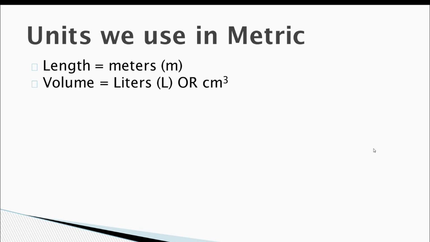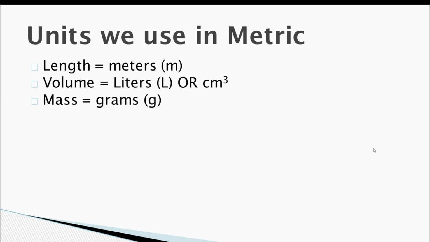When it comes to volume, the amount of space an object occupies, we use liters as the base unit, L, or a lot of times you might see it in centimeters cubed. We'll talk about that later. Of course, volume is typically liquids and stuff like that, but you can measure the amount of space any object occupies. We measured volume with this earlier when we talked about quantitative.